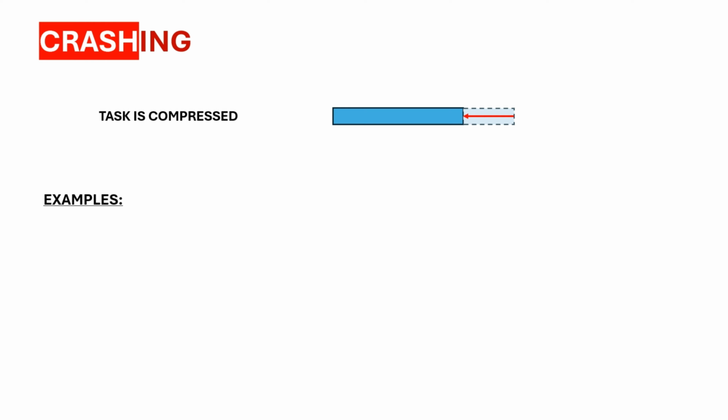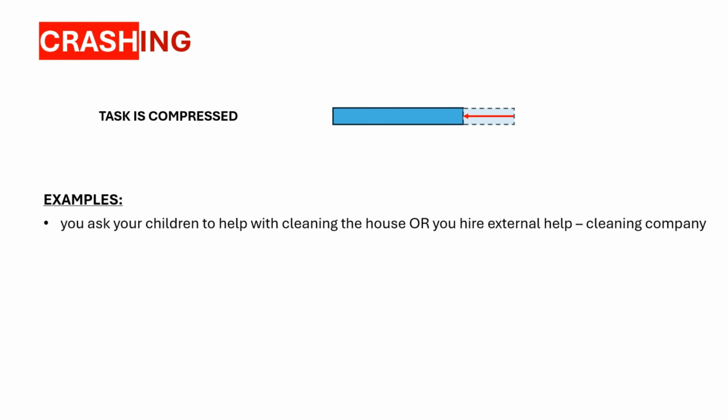Okay, crashing. Let's focus on crashing now. What do we have here? In crashing, the idea is that the task is compressed, and we can visualize that something like this. Known, very popular examples of crashing are, for instance, asking your children to help you with cleaning the house, or hiring external help, a cleaning company, to help you clean your house.